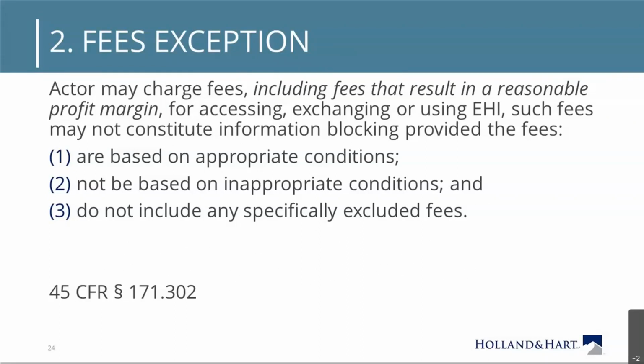Now, a couple of things about this exception. It came up in the preamble that it was definitely not the intention of the ONC to prevent actors from recovering the costs to develop technology and provide enhanced interoperability, because the concern was that would actually undermine the ultimate goals of the information blocking rule by diminishing incentives to invest in and develop interoperable technologies and services. So they did include this component that it is okay to include a reasonable profit margin. However, there are a number of limitations.